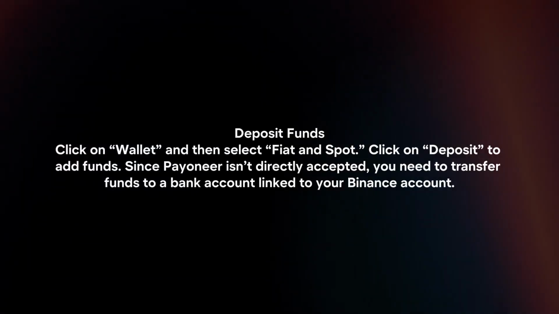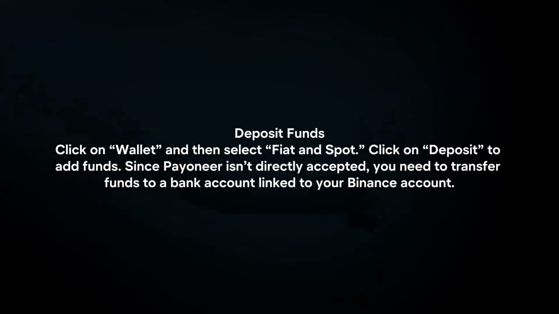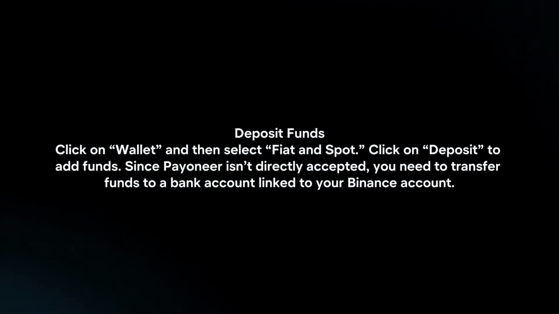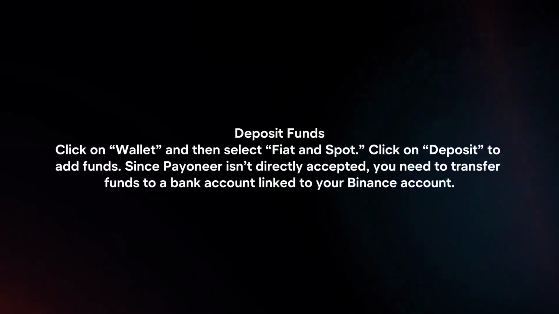Deposit funds. Click on Wallet and then select Fiat and Spot. Click on Deposit to add funds. Since Payoneer isn't directly accepted, you need to transfer funds to a bank account linked to your Binance account.